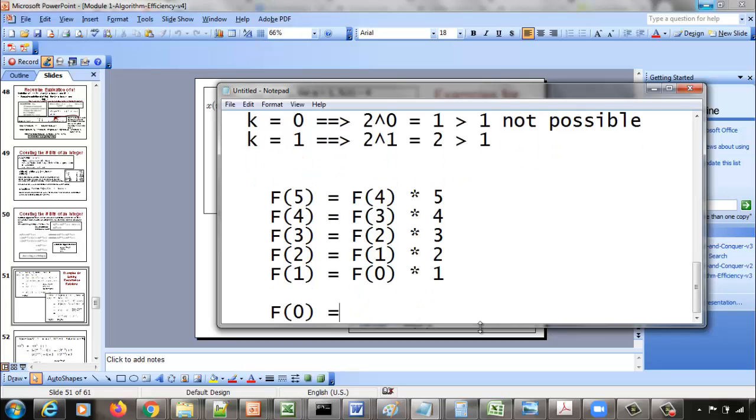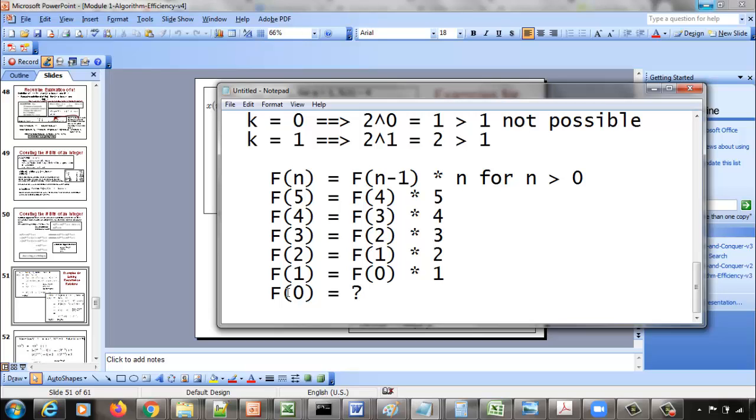We cannot say f of 0 is f of minus 1 times 0, because the recurrence that we have for factorial in general, how did we write it? f of n minus 1 times n for n greater than 0. So we cannot write this for n equal to 0 like this. So this is not possible. So this is a terminating condition. Now we need to have an answer for f of 0, using which we can compute the other f values for n greater than 0. So we need to define what is f of 0.